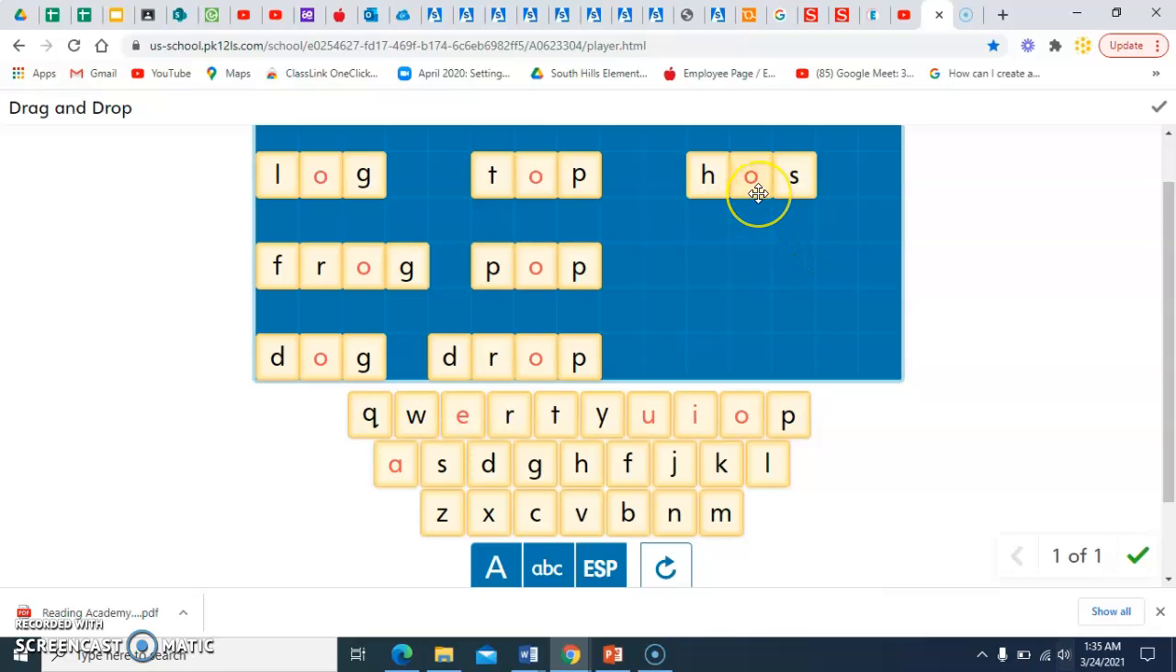So to make this one the long vowel O, we need letter E. So we're going to take that vowel. And now we have the word hose. But we don't say the sound for E. Okay, next word, rose. Rose.